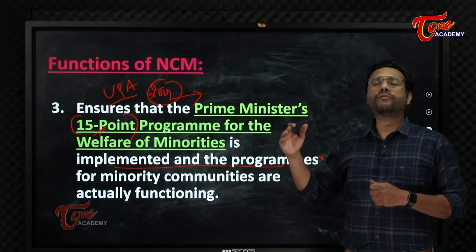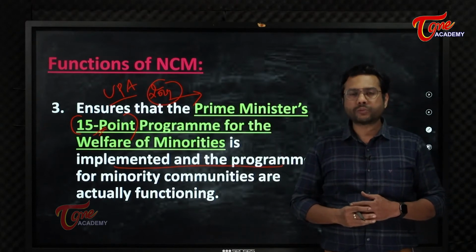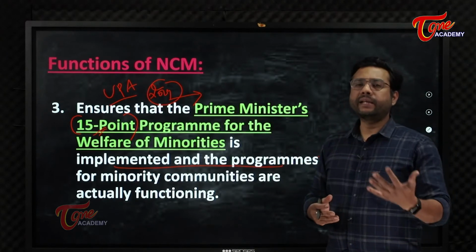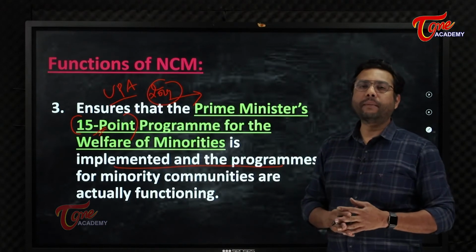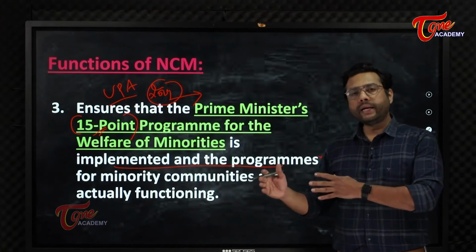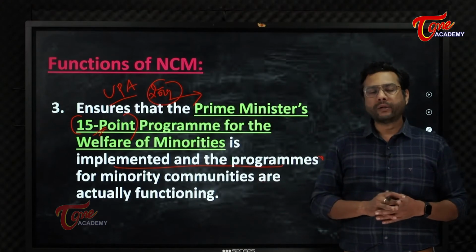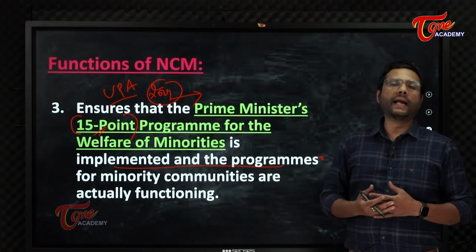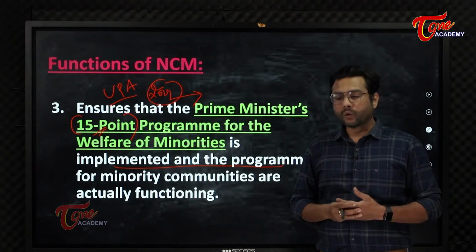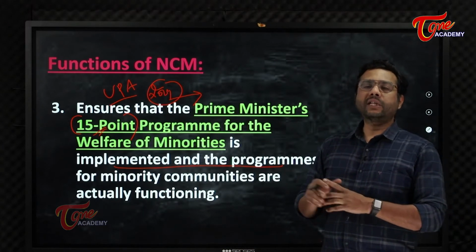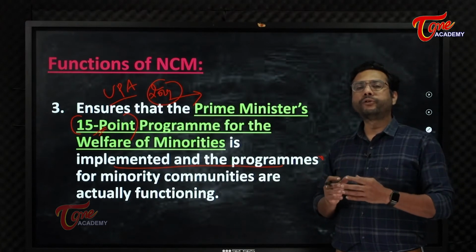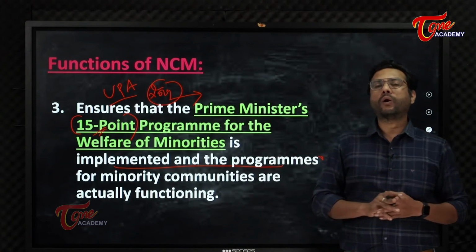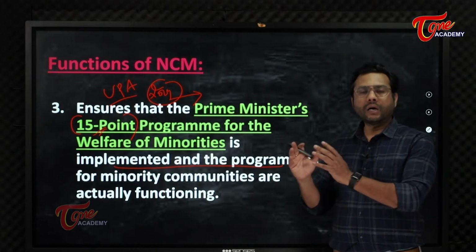Actually, there was a lot of criticism of such programs, because many states opposed an exclusive program targeted only at the growth and development of the minorities. They called it anti-constitutional, because the Constitution doesn't provide for reservation or programs targeted towards the growth of only a single section or single community.